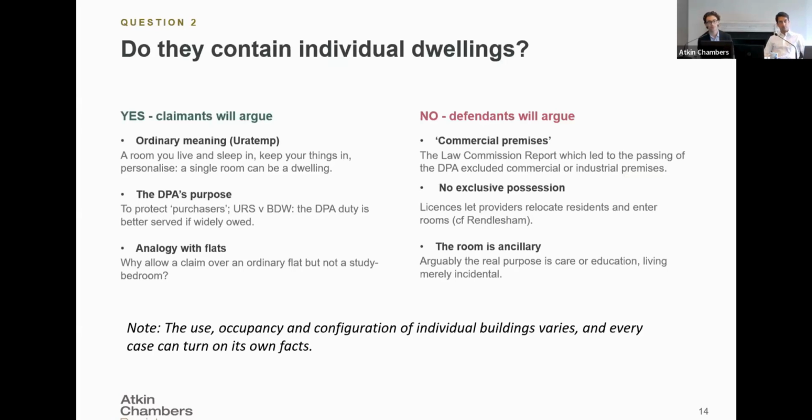Whereas we anticipate that defendants will be making arguments potentially based on the Law Commission report and the reliance on that report in Catlin and the reference to it in Rendlesham to state that these kinds of buildings are commercial premises. They're for profit. The residents of the buildings do not have derivative rights that they can action themselves under the DPA, and they do not have exclusive possession of their rooms. They can be moved at any time, and the argument would go that's inconsistent with the policy under the DPA, such that these buildings do not comprise dwellings and cannot be considered dwellings in their entirety.